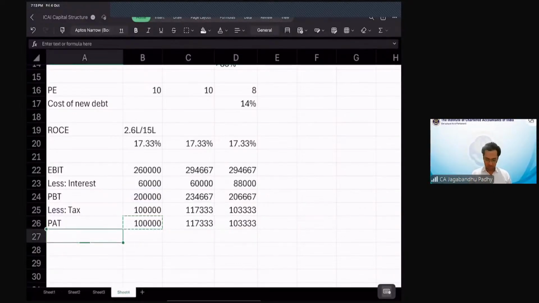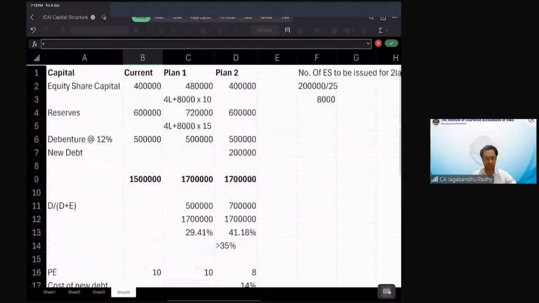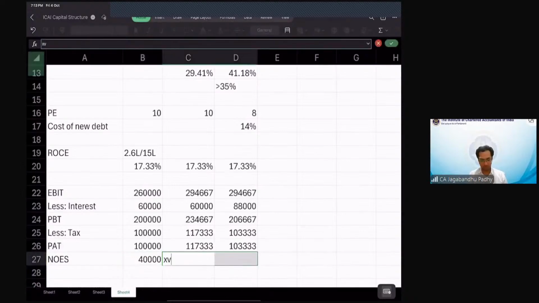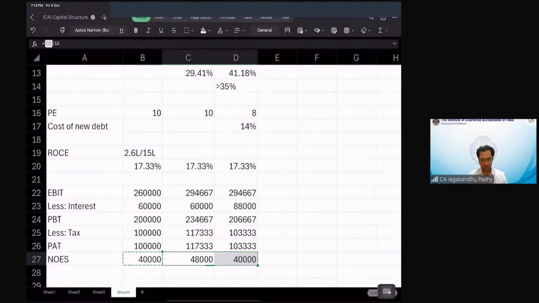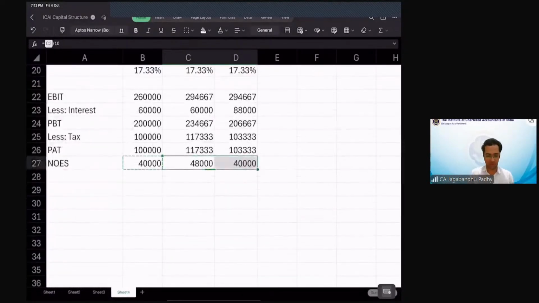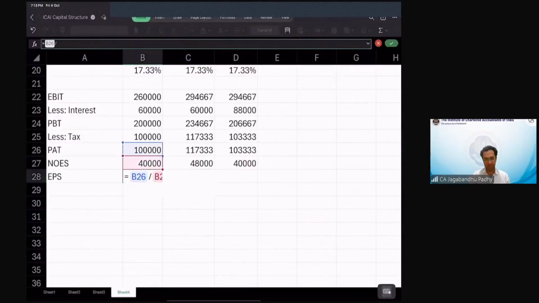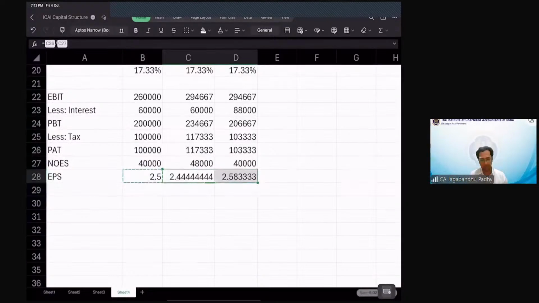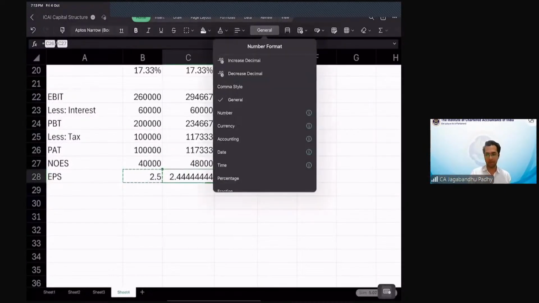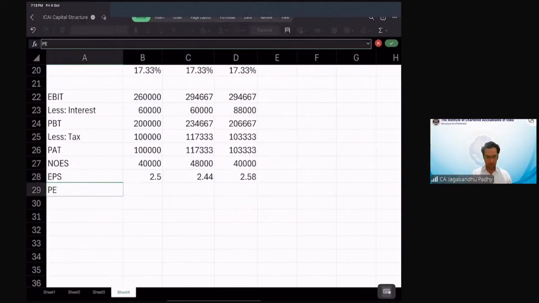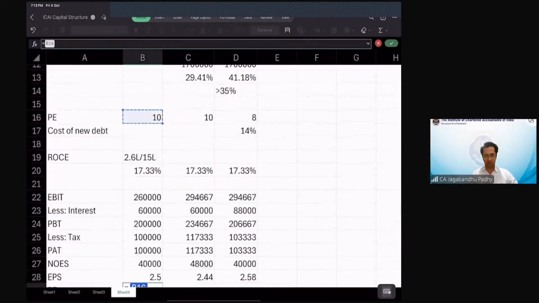Right? Now, of course, we need the number of equity shares. Number of equity shares will be the equity share capital divided by 10. Right? So we have 48,000 and 40,000. And then what's the earnings per share? Earnings per share will be PAT divided by number of equity shares. Right? Finally, P/E ratio is what we have already written, 10, 10 and 8.